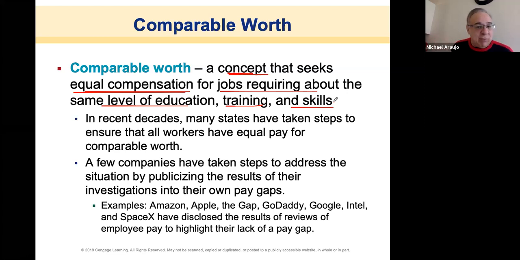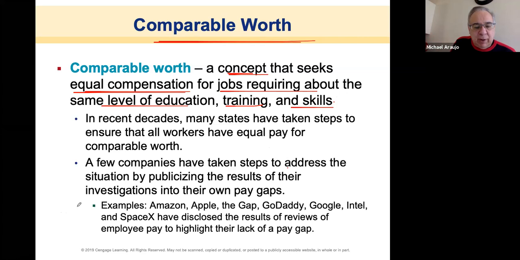So even though it's the same job and everyone has the same basic level of education and skill, there's going to be differences in pay, in my example, simply because of when they were hired and the economic conditions that they came in. Should that happen or not? Well, that's part of the issue of comparable work, right? So companies have taken steps to address this.